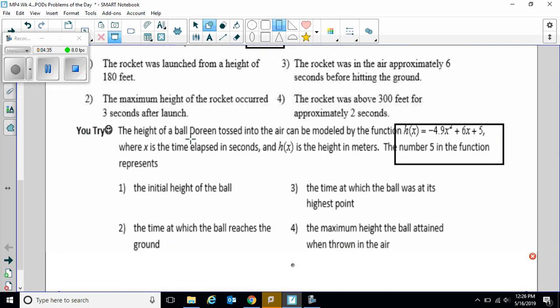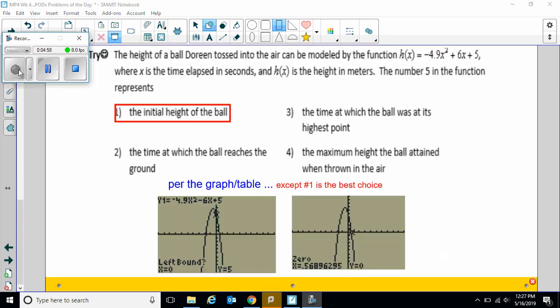All right, let's finish up page 1 by looking at the question. The height of the ball tossed into the air can be modeled by the function -4.9x squared plus 6x plus 5. The question is, the number 5 of the function represents what? Take a couple seconds, talk with a buddy, pause the video. All right, welcome back.